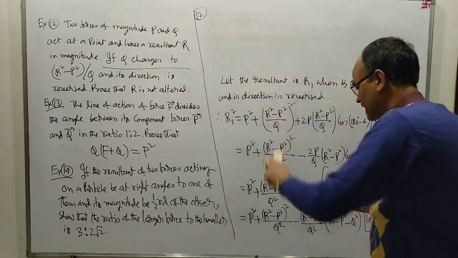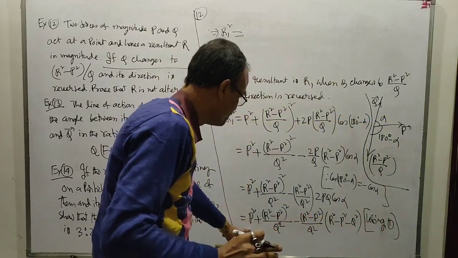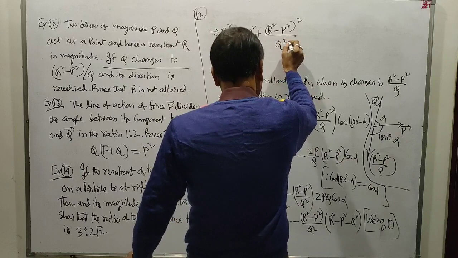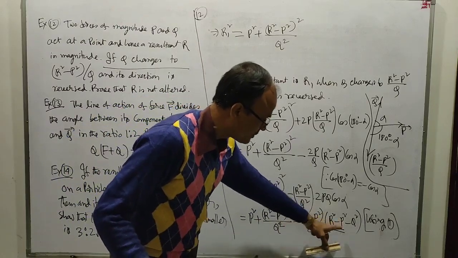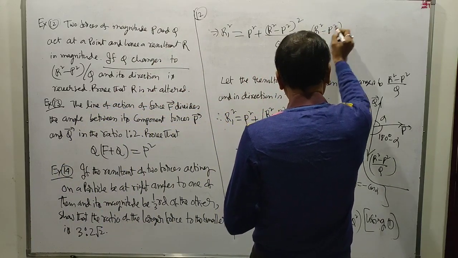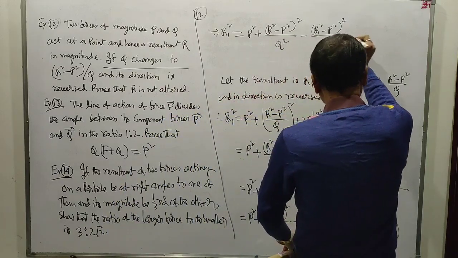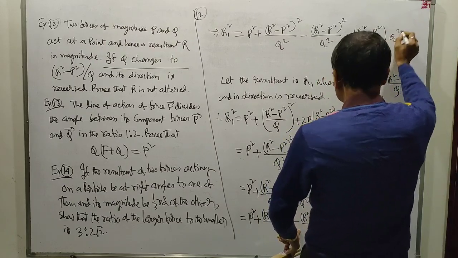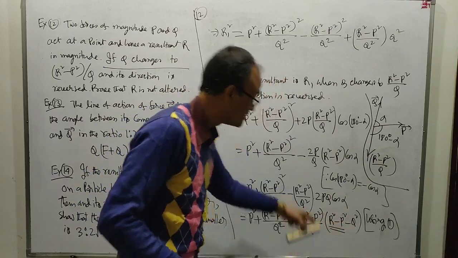One has been used. Now, this means r1 square is equal to p square plus (r square minus p square) whole square divided by q square. Now, this r square minus p square into r square minus p square means r square minus p square whole square divided by q square. Minus means plus. You will get (r square minus p square) by q square into q square. You will get this one. Minus this into this, (r square minus p square) whole square by q square, minus plus this.